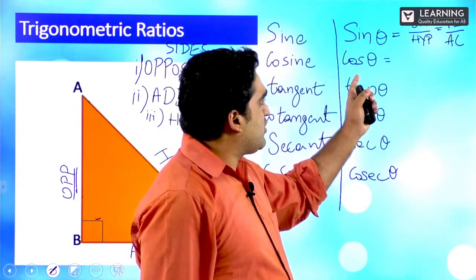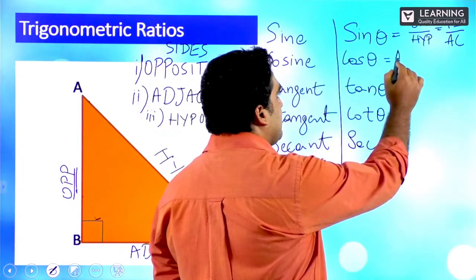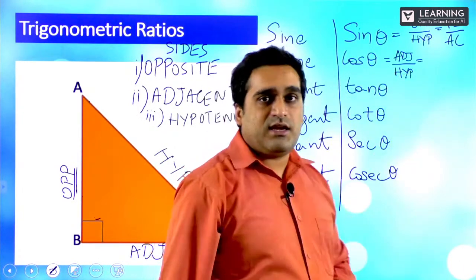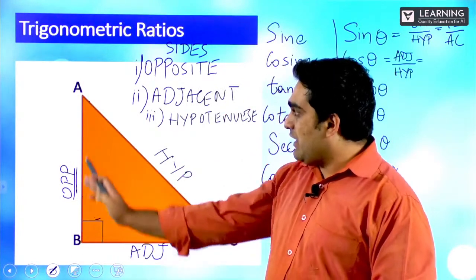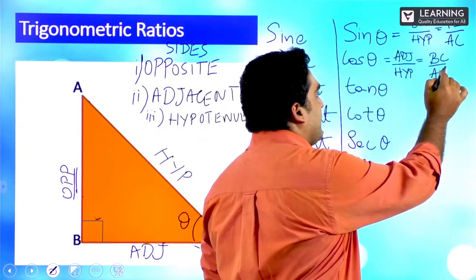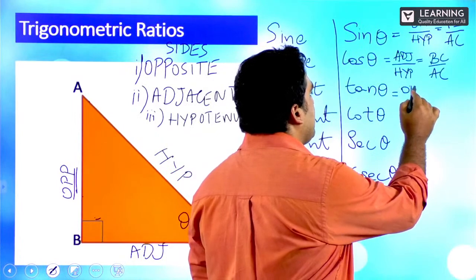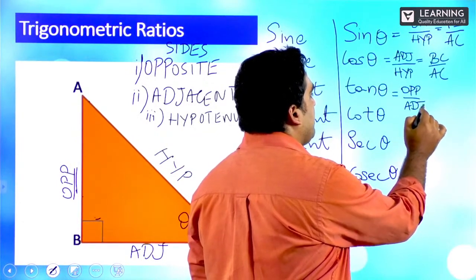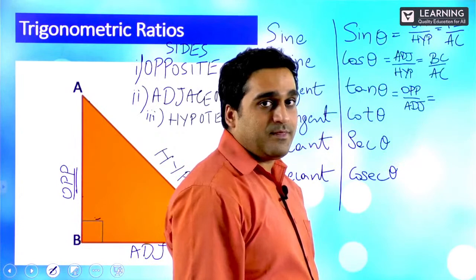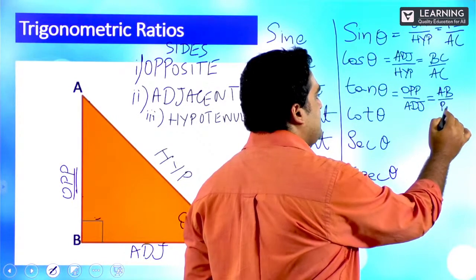Next is cos theta. Cos theta ratio is adjacent by hypotenuse. Which is the adjacent side? Adjacent side is BC and hypotenuse is AC. So BC by AC. Third one, tan theta, is opposite by adjacent. You're aware of the opposite side already, which is AB. Adjacent side is BC. So you have AB by BC.